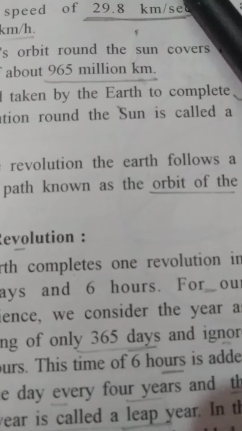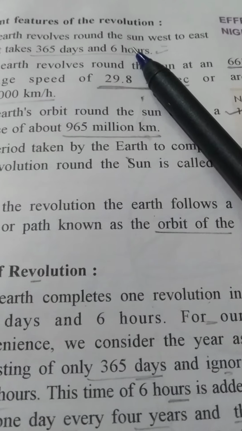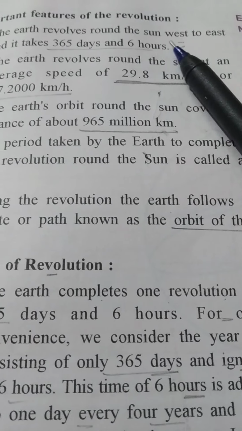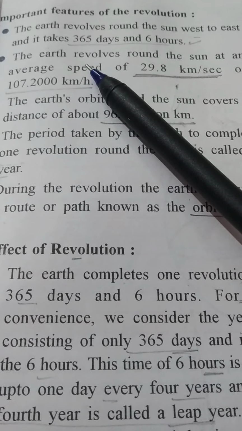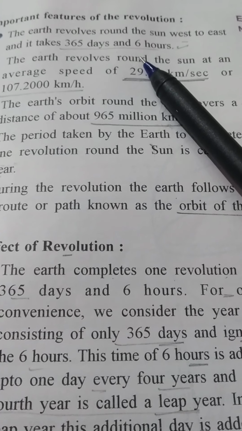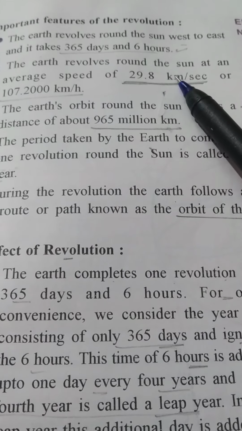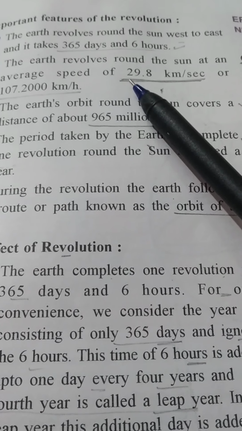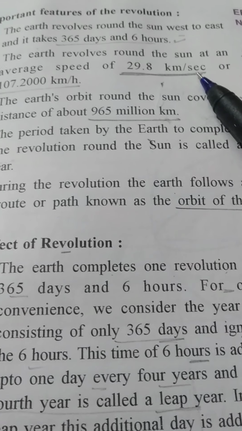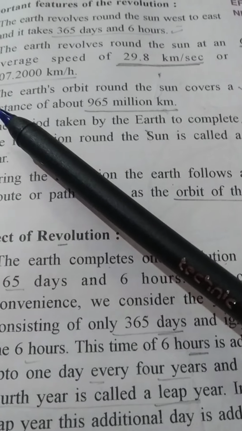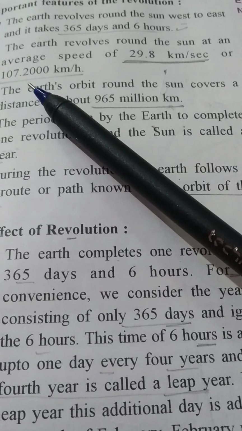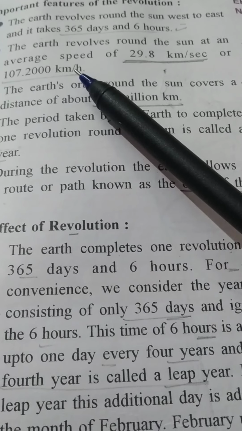Now, what are the features of revolution? The earth revolves around the sun from west to east. It takes 365 days and 6 hours. The earth revolves around the sun at an average speed of 29.8 kilometers per second or 107,200 kilometers per hour.